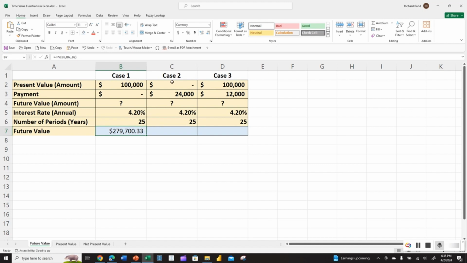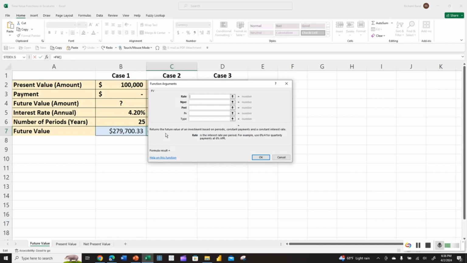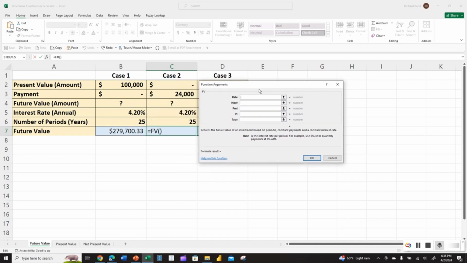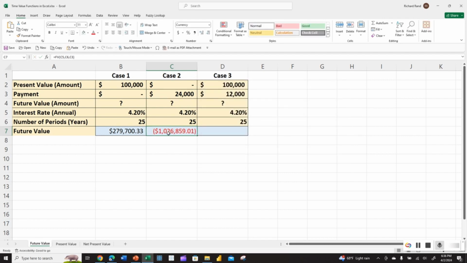Now in the second case, we don't have a present value, but we are going to make annual payments of $24,000 for the next 25 years at 4.2%. So what is that? How does that work? Well, we're going to do the same thing, equals future value, Control A, bring up our dialog box, and it asks us for the same information. We're going to identify the rate, which is 4.2% in cell C5. The number of periods is in cell C6. Then the number of payments is up here in cell C3. We don't have a present value, so all we have to do is hit OK, and it's going to give us our future value of those payments. Now, I'm going to put a minus sign in front of that again.